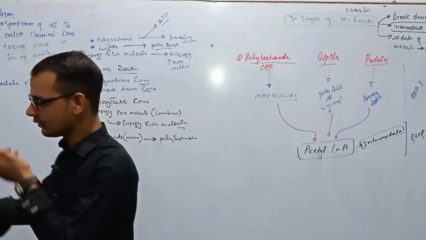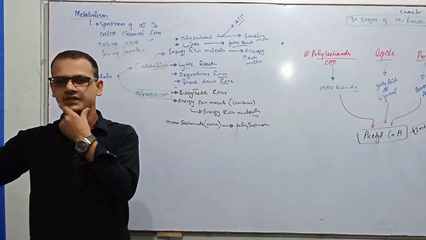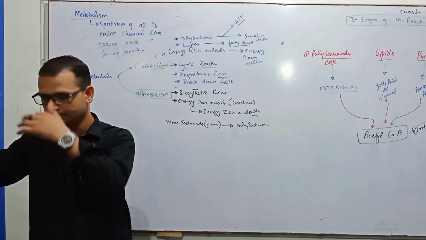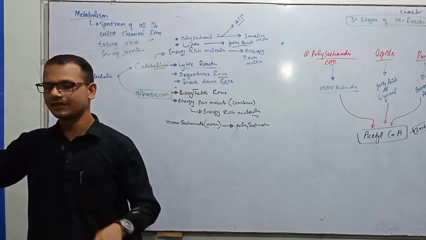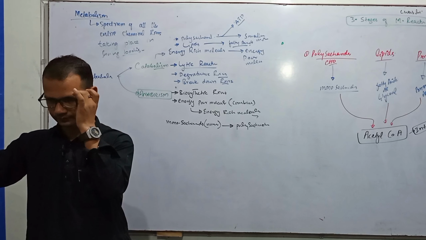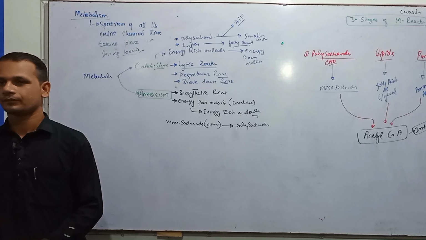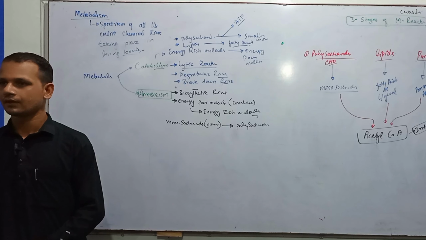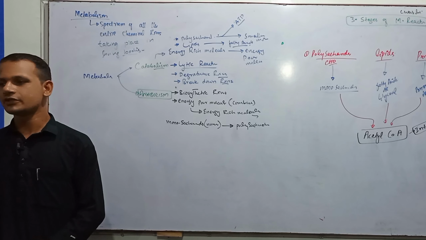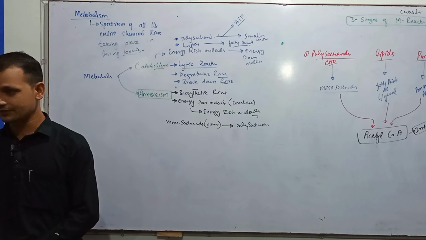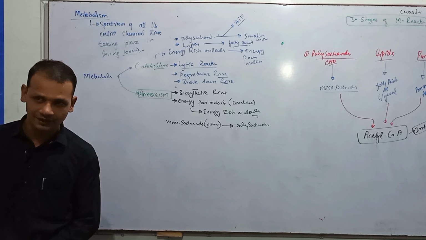I have a question for you. Why don't RBCs have mitochondria? Anyone? Hassan? Oxygen consumption. It will consume oxygen, and RBC is the transport system for oxygen.